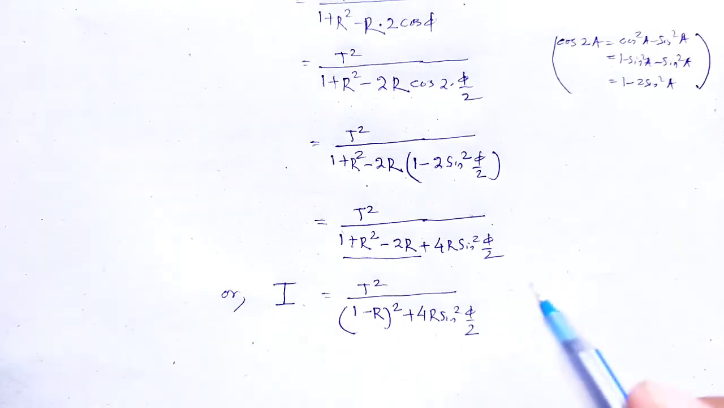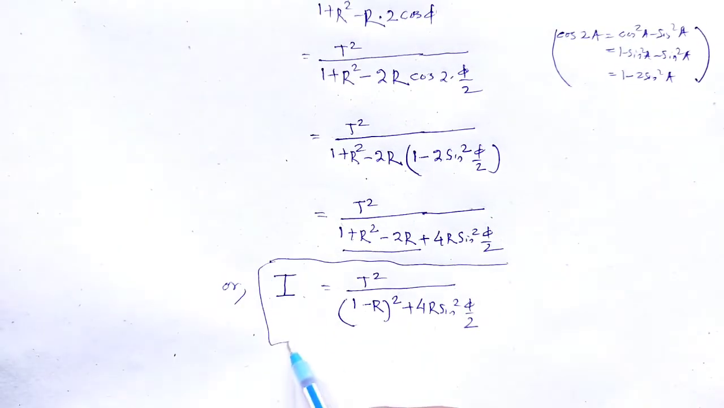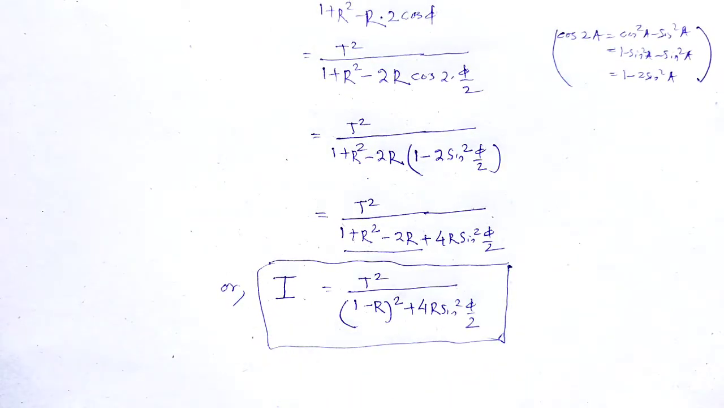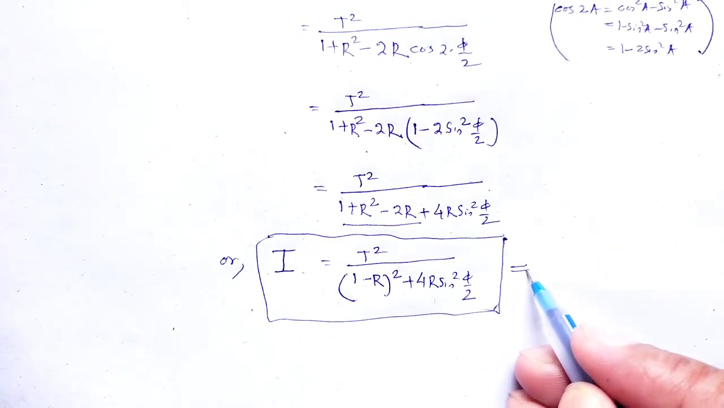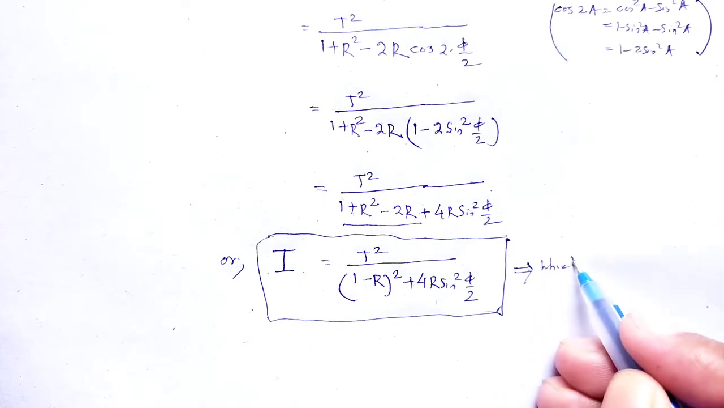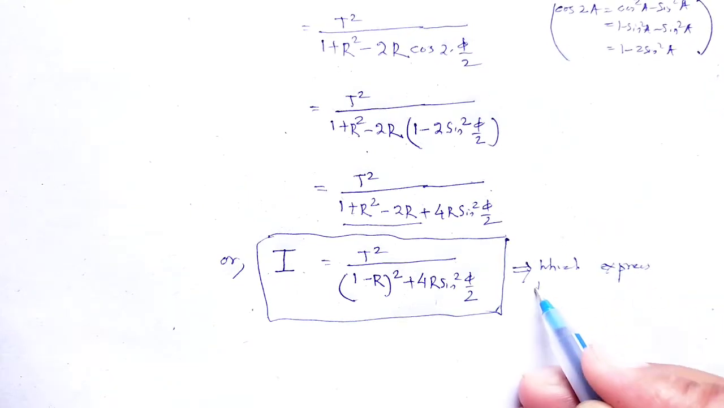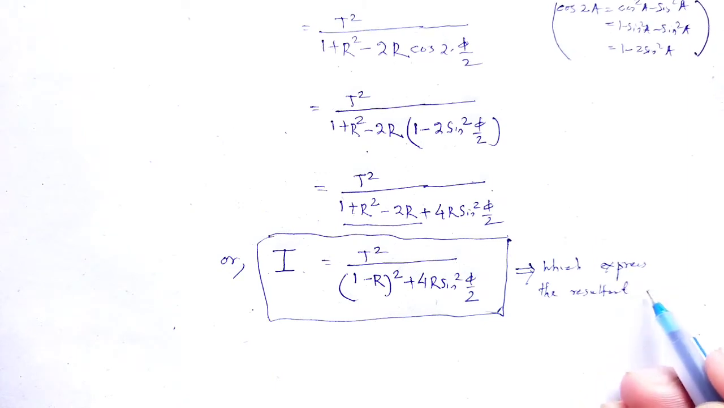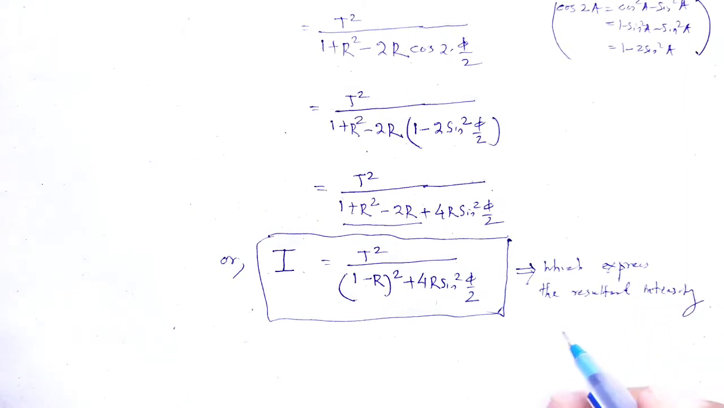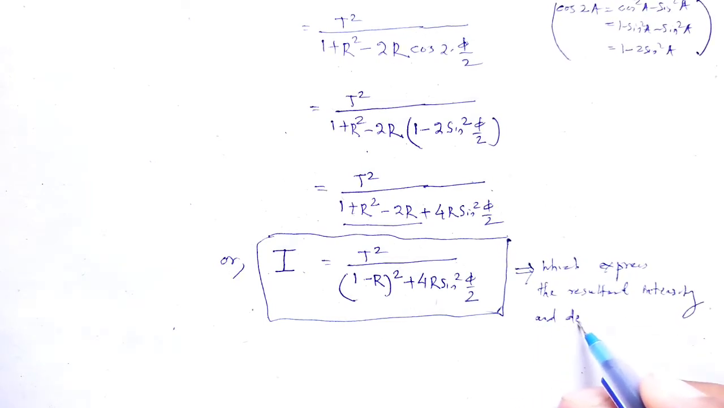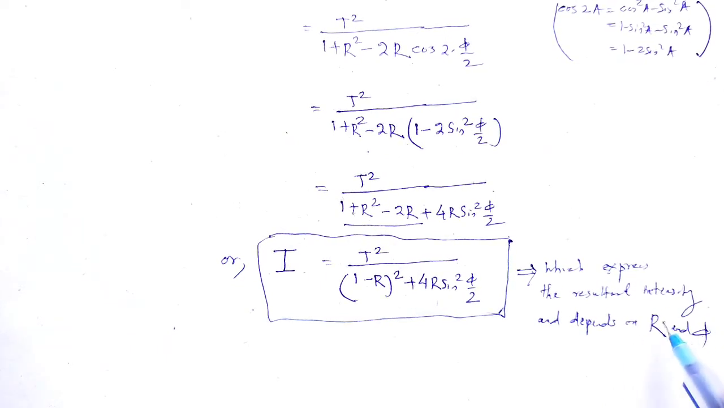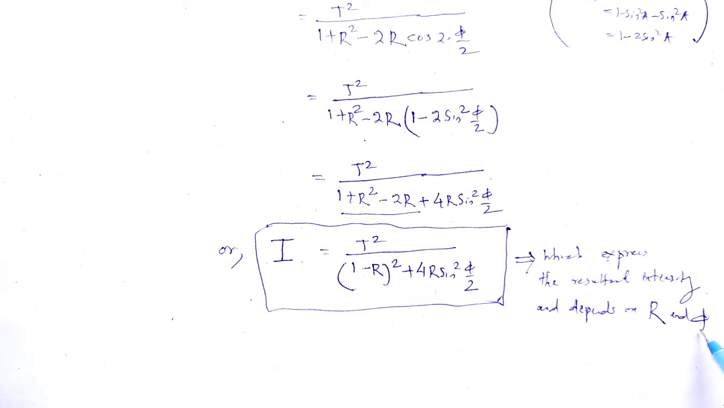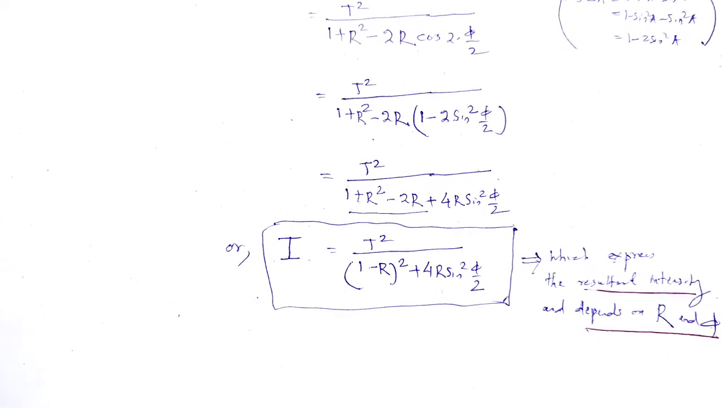That expression represents the resultant intensity I, and it depends upon r and phi, that is the reflection coefficient r and the phase difference phi. The resultant intensity depends upon r and phi.